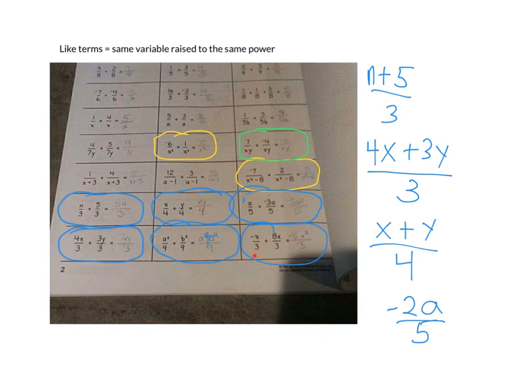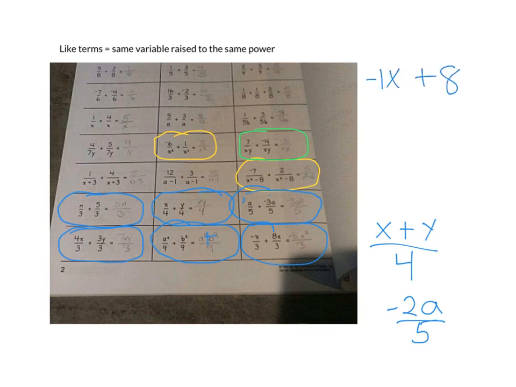So down here we have -x plus 8x. Let me just erase some of this. Okay, so negative 1x plus 8x. So these are like terms, so I'm going to add the negative 1 and the positive 8, and I get a positive 7x. Now I'm just going to put the denominator in, which is 3. So that's that answer.